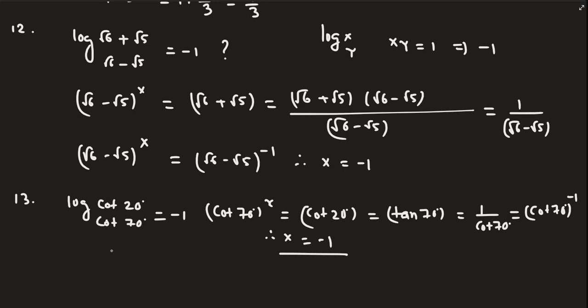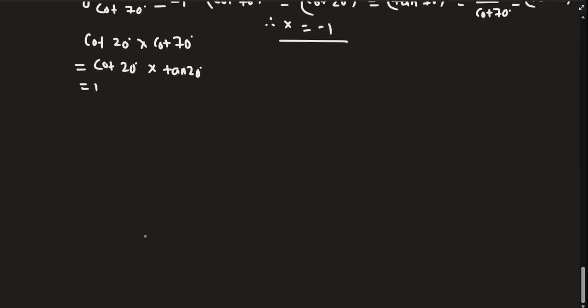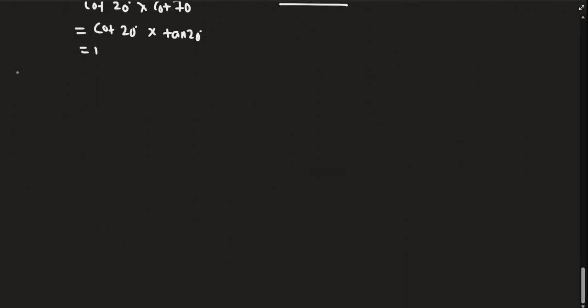Or you can notice that cot 20 degree multiplied by cot 70 degree, you can write as cot 20 degree, and this cot you can change into tan, so tan 20 degree. Since the product is 1, therefore the value of the total logarithm is minus 1. Question 14.